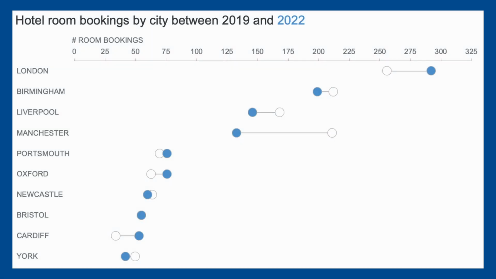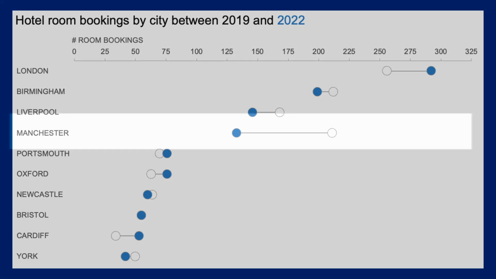A connected dot plot here very simply shows the two positions we're interested in: the blue dot representing 2022 and the white dot with the grey border representing 2019. Now we can easily see where there has been a variance and how much between each of the cities. If we take a look at this view, we can easily identify there have been increases in bookings within London, Cardiff and Oxford, but reductions with Liverpool, Birmingham, and most noticeably, Manchester has seen a marked reduction.